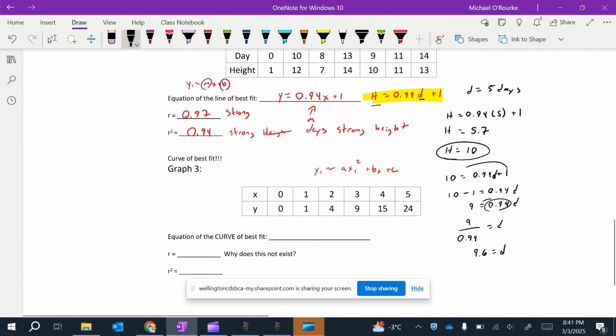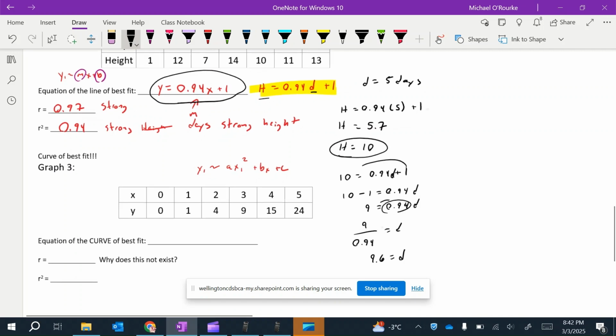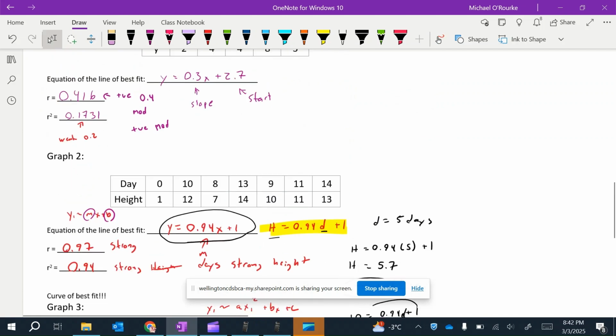Okay? So that's how we could also use it for predictions, is pull the formula off of Desmos and go from there. And just so you're wondering, yes, on your test, I will let you use your phone to use Desmos. Okay? And that should be everything for today.